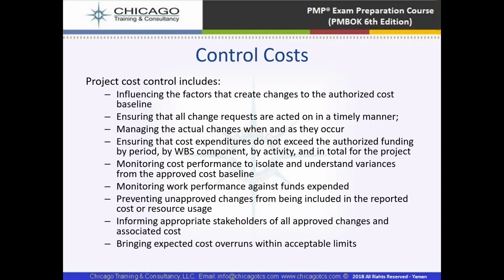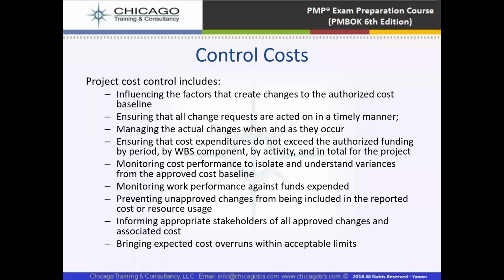So project cost control includes influencing the factors that create changes to the authorized cost. It gives us change requests. It manages the actual changes. It ensures the cost expenditures. It monitors cost performance. It monitors work performance against funds expended. It prevents unapproved changes from being included in the reported cost. It gives information to appropriate stakeholders for all approved changes. And it also helps bring expected cost overruns within acceptable limits.